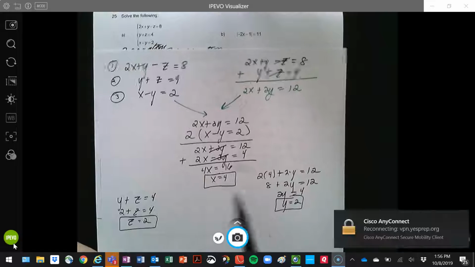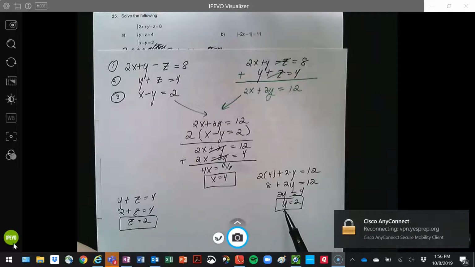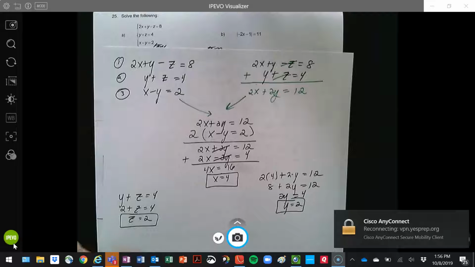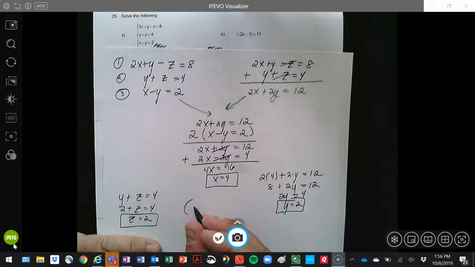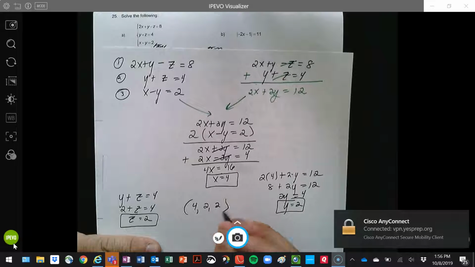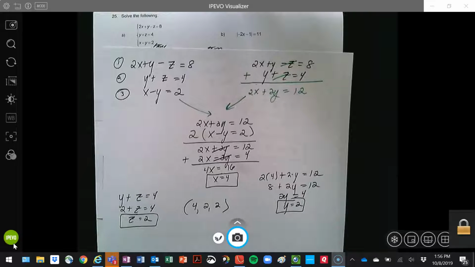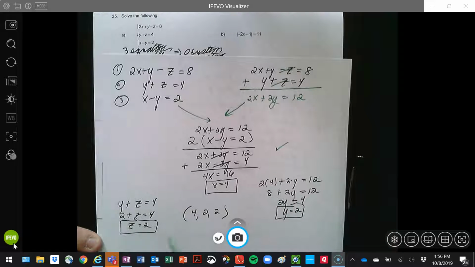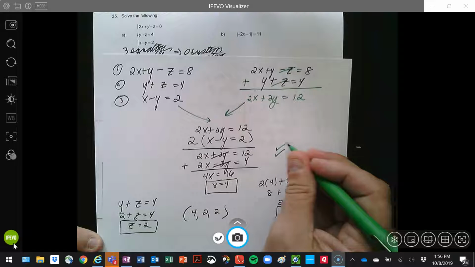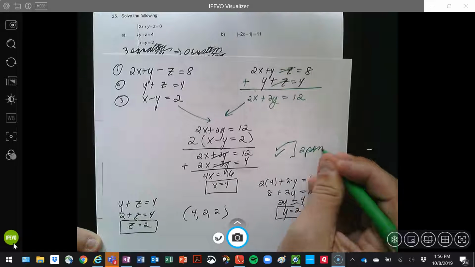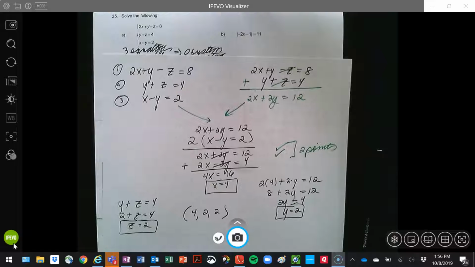So your final answer: x is equal to 4, y is equal to 2, z is equal to 2. If you wanted to write it as a coordinate point, it goes x, y, z, so you could write it as the point (4, 2, 2). The way we awarded points is if you got any of these 3 values correct, you earned 1 point. If you got all 3 of them correct, you earned a second point for a grand total of 2 points on this problem. Not too bad.